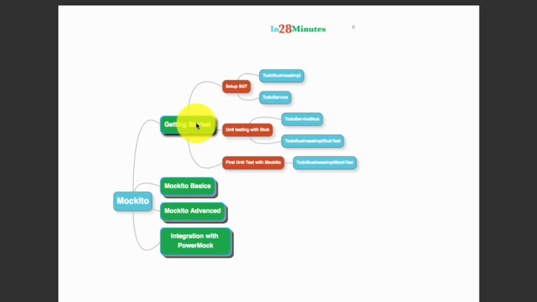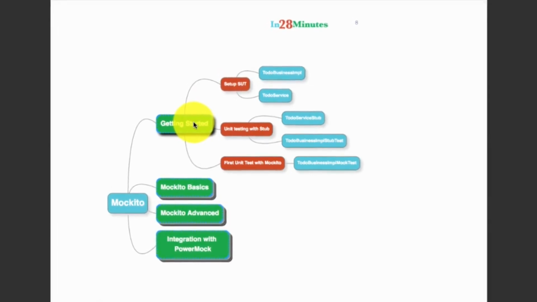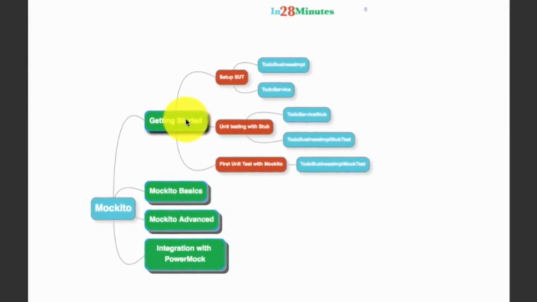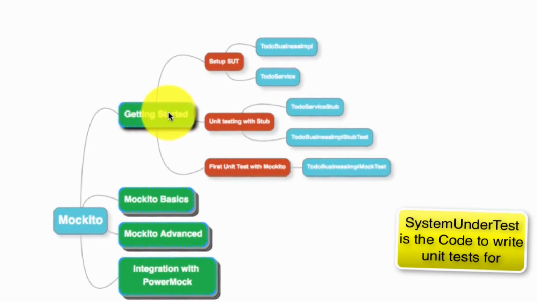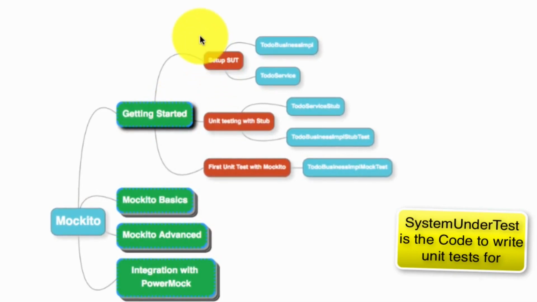One of the most important things with Mockito is to understand why we are using Mockito, to understand what kind of a context Mockito fits in. And to be able to understand that, we need to set up our system under test. We need to set up an example that we would want to test. The example that we would be using is a to-do service.